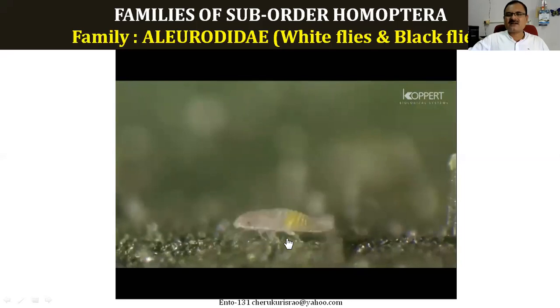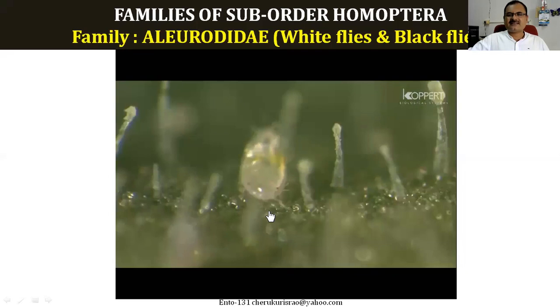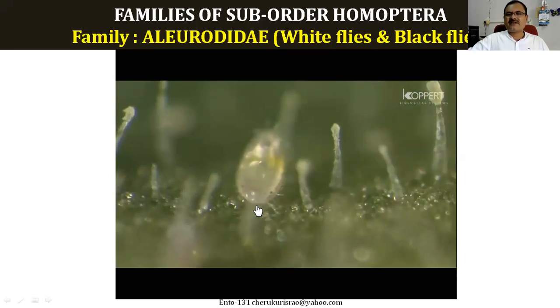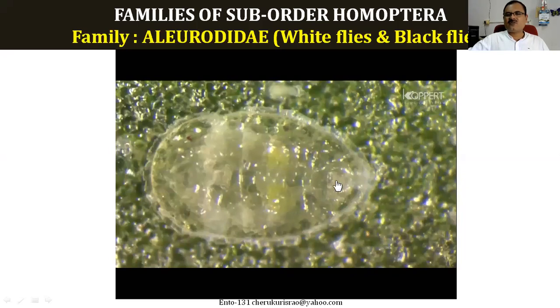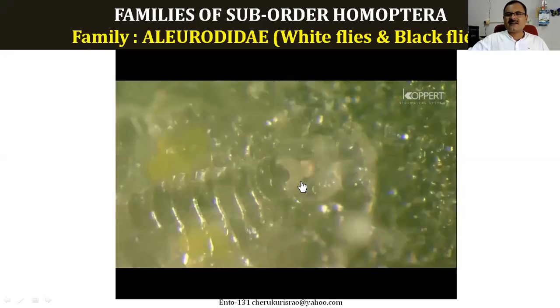The first instar nymphs are the white flies. And see, once they settle somewhere, they will settle in a place. Yes, so this is the vasiform orifice. You can see here some kind of waxy material which is coming and dropping. Yes, this is the vasiform orifice.